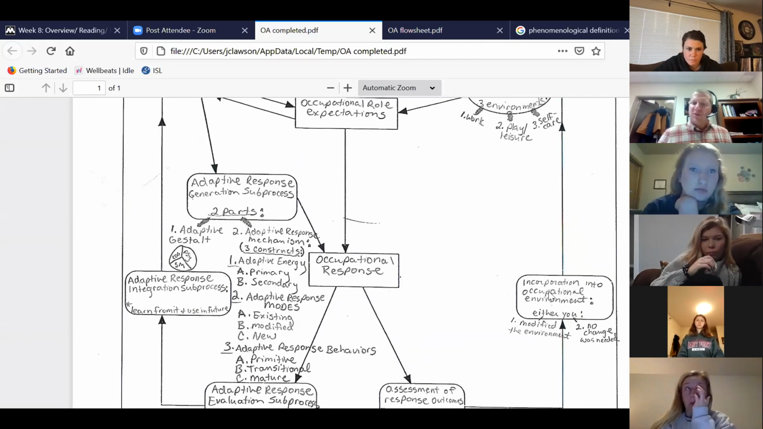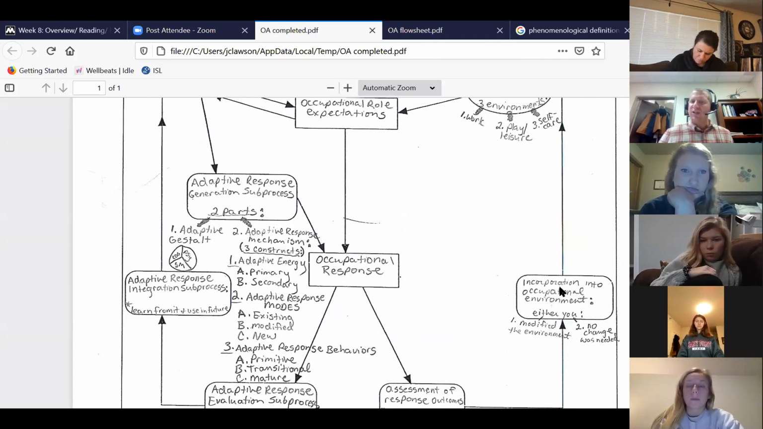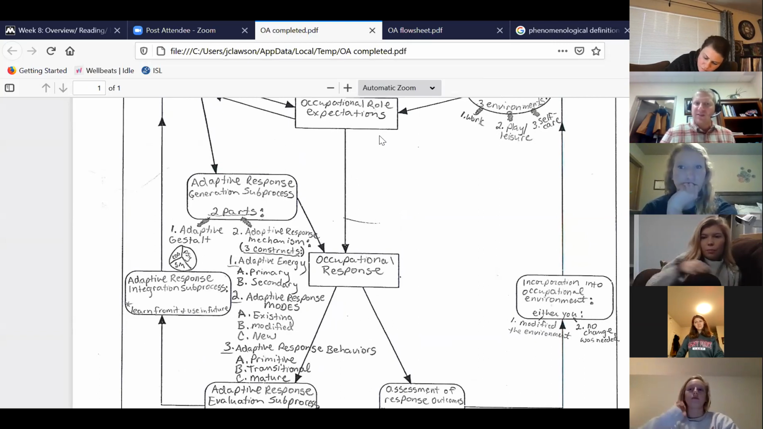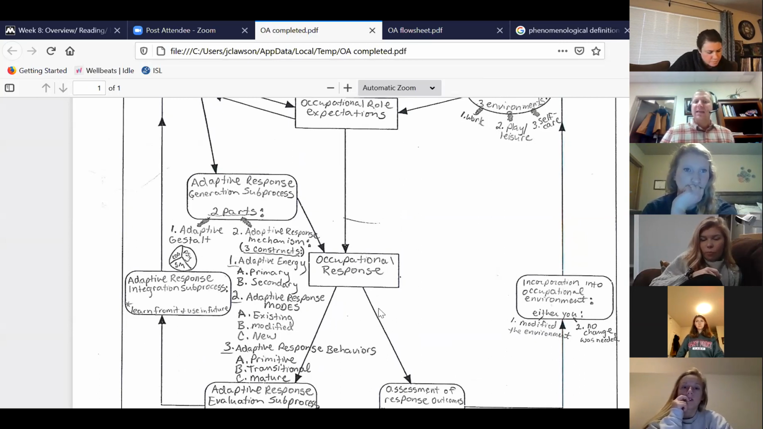Okay. We move up to the incorporation into the occupational environment, which again, we have self-care environment, we have play leisure environment, we have work environment, because those are our three occupations. Can we modify the environment in any way that would give them more opportunity to engage in their occupations and fulfill their roles? Just by changing an aspect of the environment or modifying the environment, would that change their occupational response? Now let's assess it again. Did that adaptation of the environment meet our challenge or meet the response of our clients? Okay, can we modify it again, or are we okay? No change needed. Let's go back up to the occupational environments, right? And the occupations, were they able to fill the role?